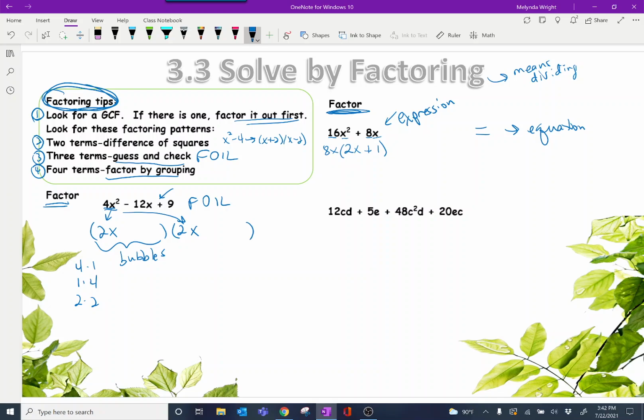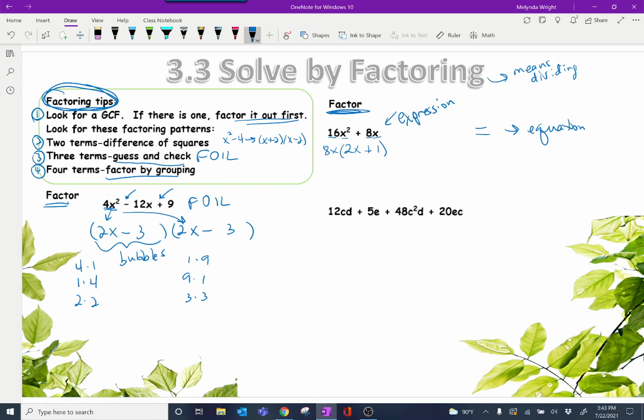So since this second sign is negative, it has to be a negative times a negative. That's the only way they get a negative. And for 9, our choices are, let's see, we could do 1 times 9, or 9 times 1, or 3 times 3. Just because I don't really like big numbers, we're going to try 3 and a 3. Okay, so then we check, right?